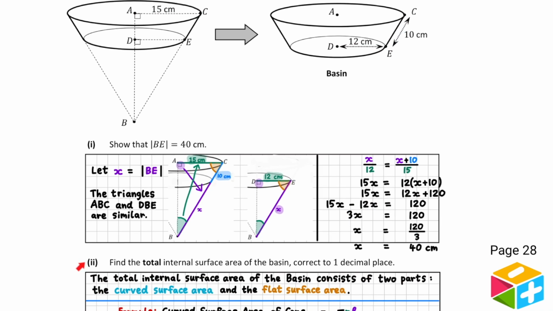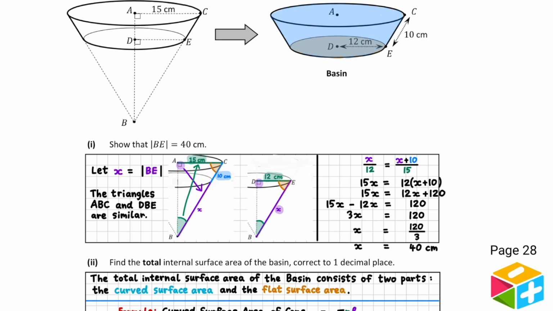In the second part of the question, we must find the total internal surface area of the basin. Well, this area will consist of two components. The flat circle at the base of the basin, which I've coloured in orange, and the curved surface around the interior of the basin, which I've coloured in blue. Finding the orange area won't be too bad. All we have to do is find the area of a circle.